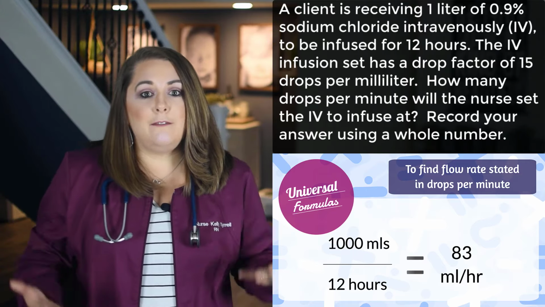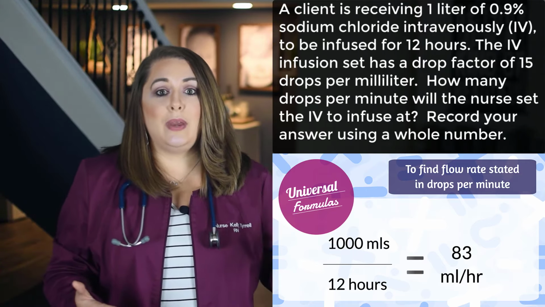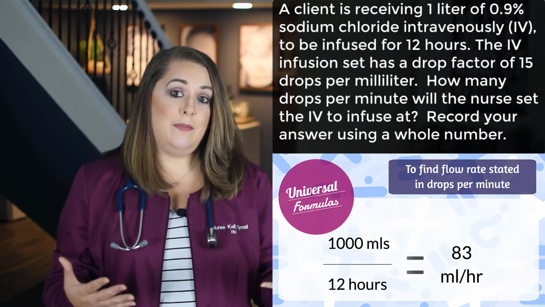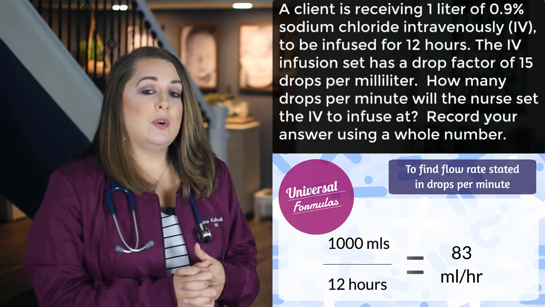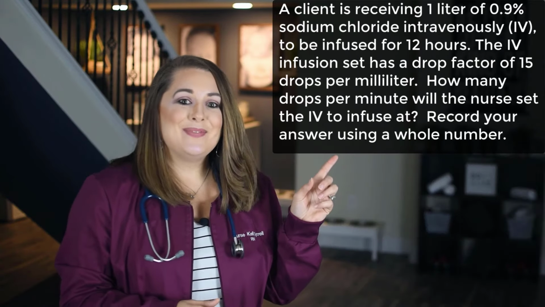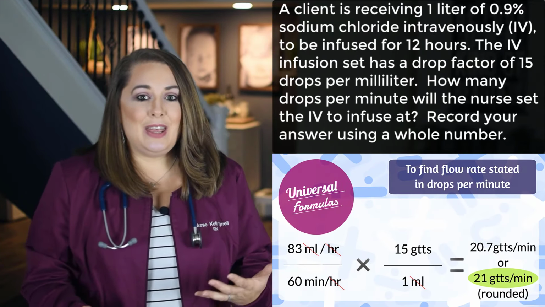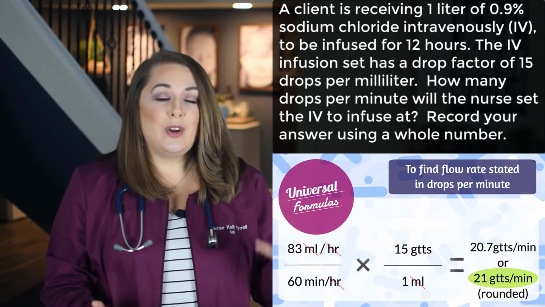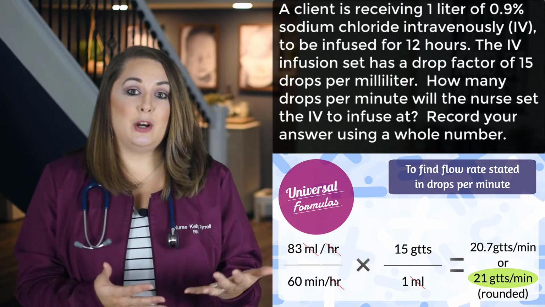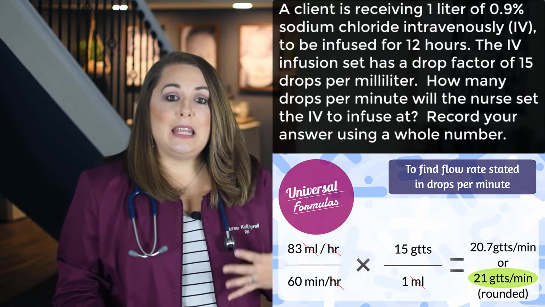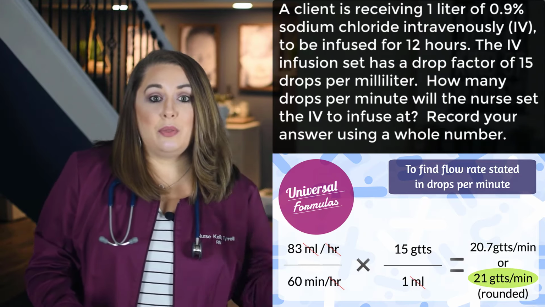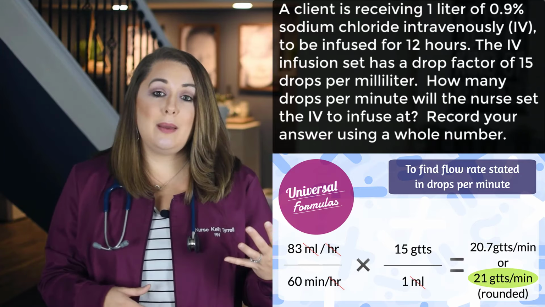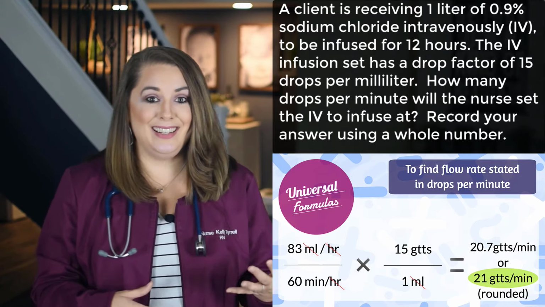Okay, so now that we have figured out what our mL per hour is, we can plug those numbers into our formula along with our drop factor. So our problem is going to look something like this. Drops per minute equals 83 mL per hour divided by 60 minutes per hour times our drop factor, which is 15 drops per mL. So when we do the math, 83 divided by 60 is 1.38 times our drop factor 15 gives us a total of 20.7 drops per minute.